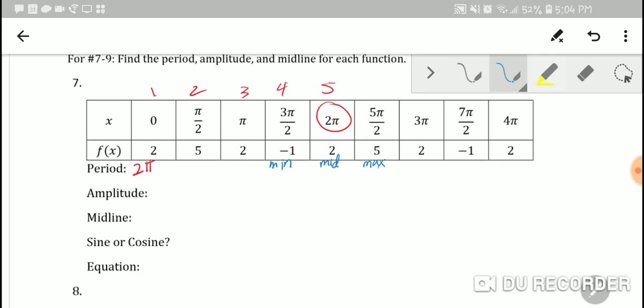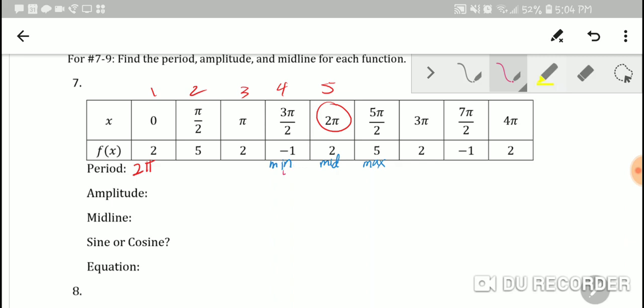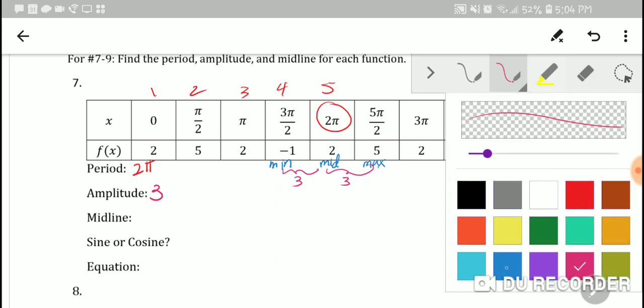So the distance between these two values is 3. That's your amplitude. We already said our midline is at 2.